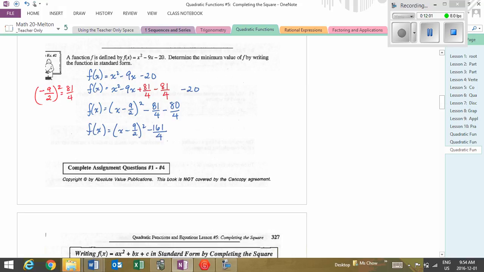And no need to change that into a decimal or a mixed number. So there we have our standard or our vertex form. And because we have our vertex form, when we go back to the question, it is asking us for the minimum value. So the minimum value is, of course, our q value. So the minimum is equal to negative 161 over 4.